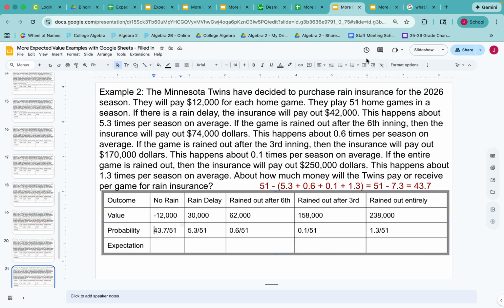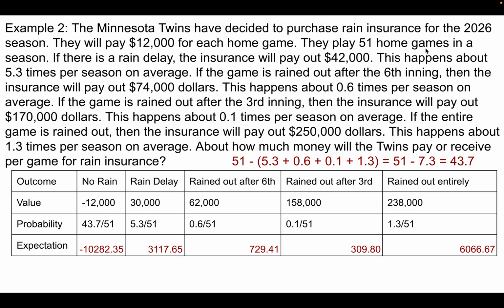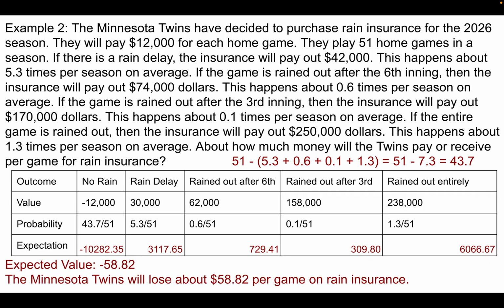Okay. So we can add those expected values into the table for the expectations. Our expected value was negative 58.82. So the Minnesota Twins will lose about $58.82 per game on rain insurance. And that's usually the way most insurance works. It doesn't really matter what insurance you're buying. With almost all insurance, you'll lose money in the long run.